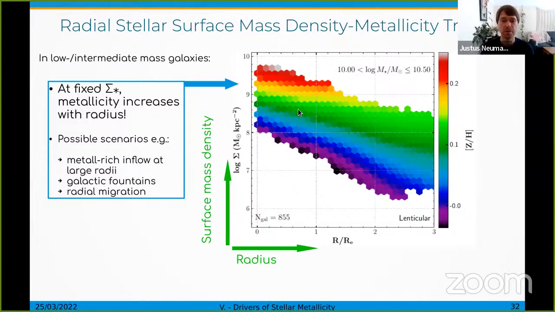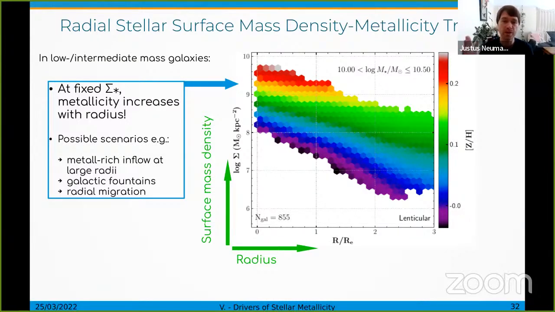Now, first of all, when we look vertically here, so we look at a fixed radius and go from the bottom to the top, we see that along the y-axis with increasing mass density, metallicity increases. So this is again the resolved mass metallicity relation. But we see that this holds true at each radius, so in the inner parts, in the outer parts, and so on.